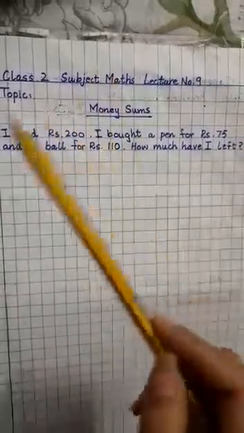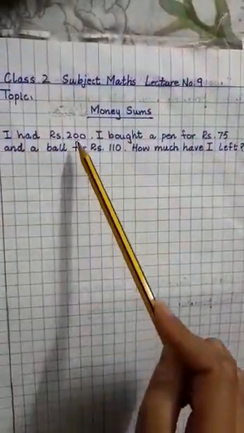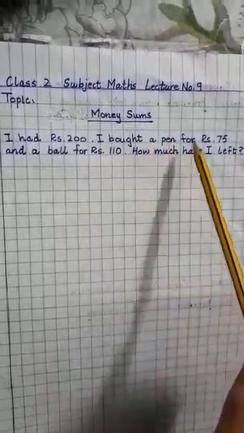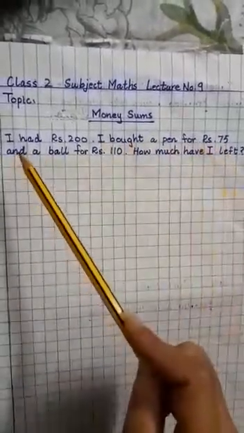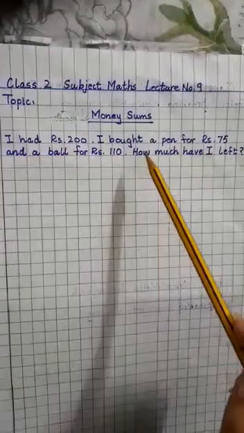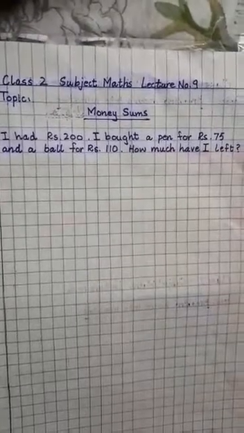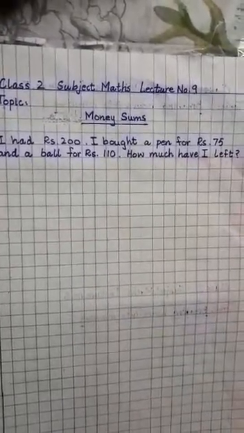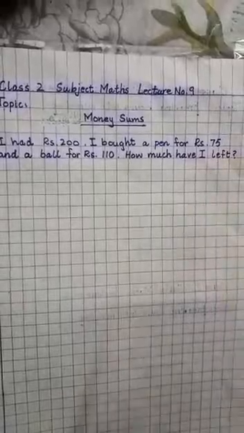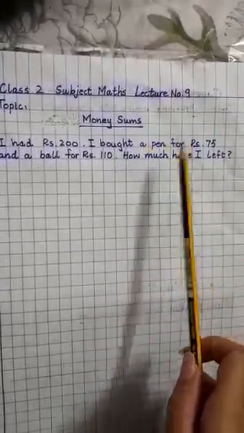Now girls, I have written a question for you. It's a problem sum, word problem. I had rupees 200. I bought a pen for rupees 75 and a ball for rupees 110. How much have I left? Now girls, keep it in your mind that in the end we have left. It means it's a subtraction sum. But in this sum we have two steps.